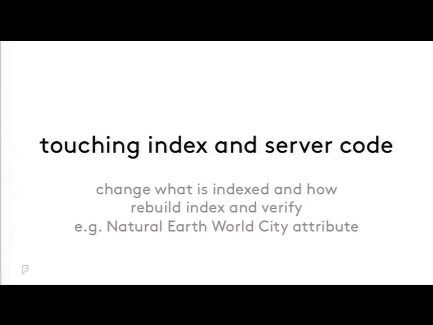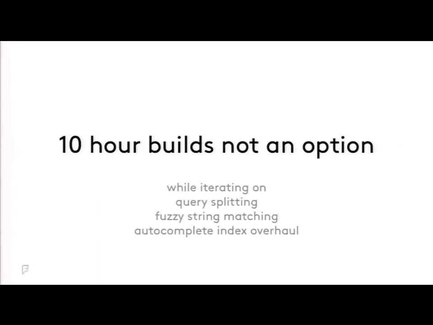So in late 2014, when we were evaluating and prioritizing work for the upcoming year, stuff like improving query splitting and maybe finally supporting fuzzy string matching, and overhauling our autocomplete index to have separate local and global indexes, one thing was clear: these were not going to be purely server-side changes. We would be, in the process of iterating on these features, building the index several times, and losing 10 hours each time was no longer an option. So the time had come, right?